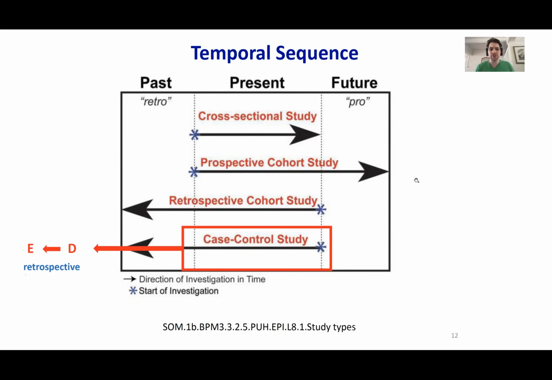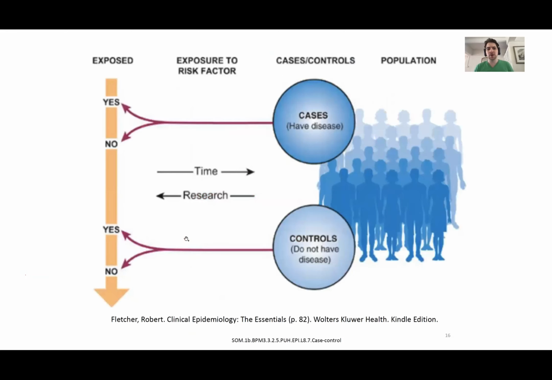That's all you really need to focus on. Are we talking about the disease? Are we talking about the exposure? Which one are we starting with and which one are we analyzing? So for case control, you're starting with the disease and you're looking at what could have caused it. And you can see that here. We're looking at this disease, people that have it, people that don't have it. We're going back in time and seeing who was exposed and who wasn't, what could have caused it.